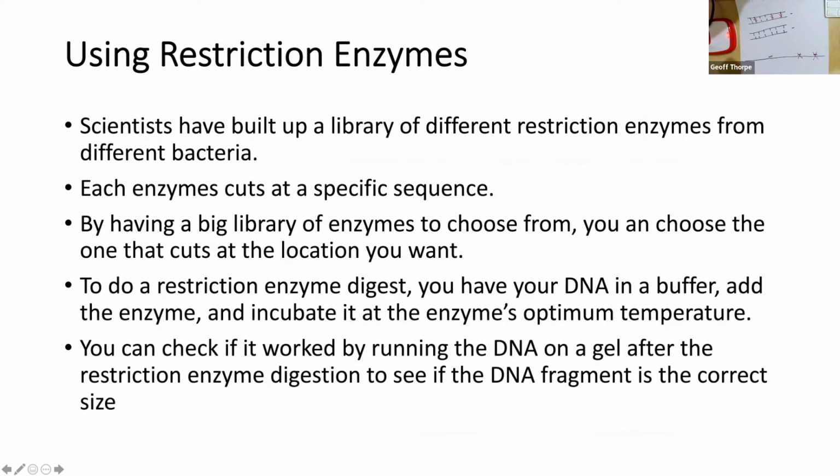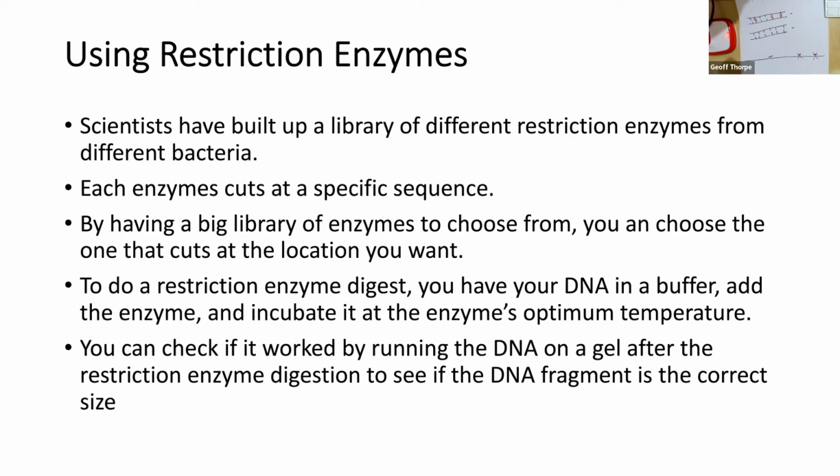Okay, so uses of restriction enzymes. As I said, scientists have built up a library of different enzymes from different bacteria. Each one cuts at a specific sequence, so by having a big library of enzymes to choose from, you can choose the one that's going to cut at the location where you want to cut. To do a restriction enzyme digest, you'll have the DNA that you want to cut in a buffer solution. You'll add the enzyme, and then incubate that at the enzyme's optimum temperature. It could be for a few hours.